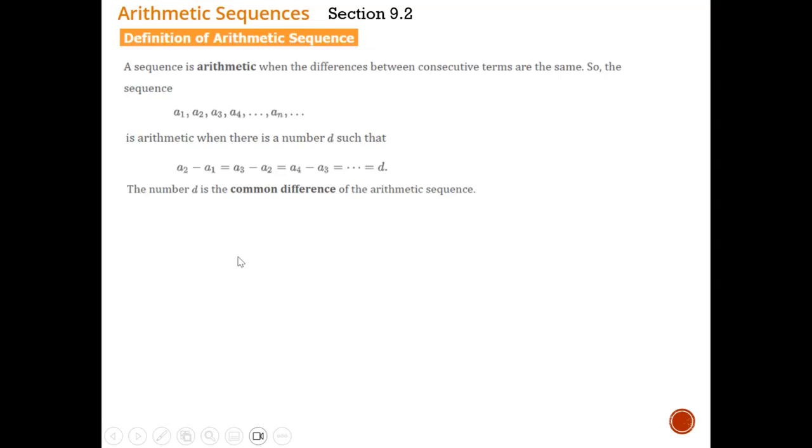Hey guys, we're done with section 9.1. Now comes 9.2. 9.2 is called arithmetic sequence.